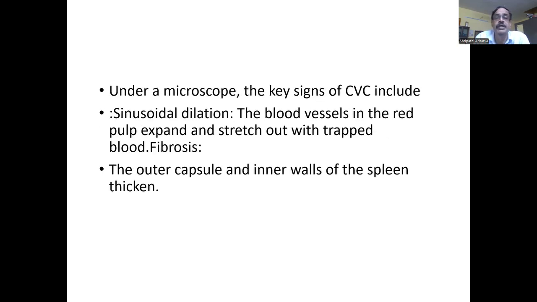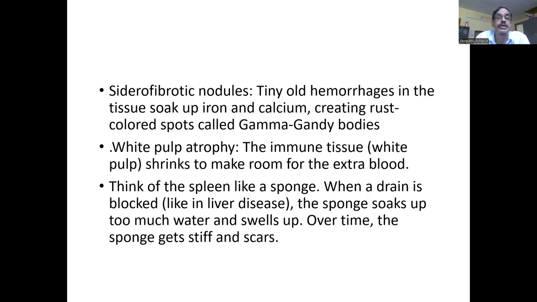Under a microscope, the features of chronic venous congestion include sinusoidal dilation, with red pulp that is full and congested with trapped blood. However, the outer capsule and inner walls become thicker. Fibrosis produces tiny hemorrhages in the tissue, sources of iron and calcium, creating colored spots that can be seen.